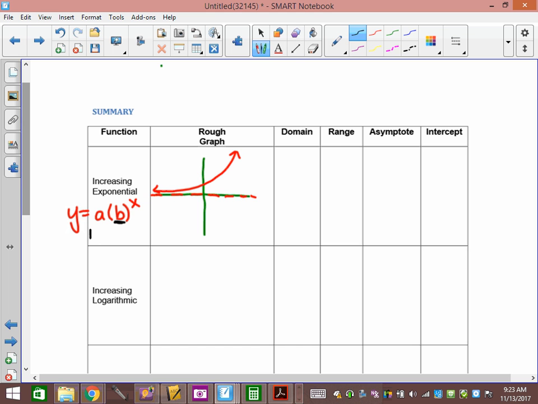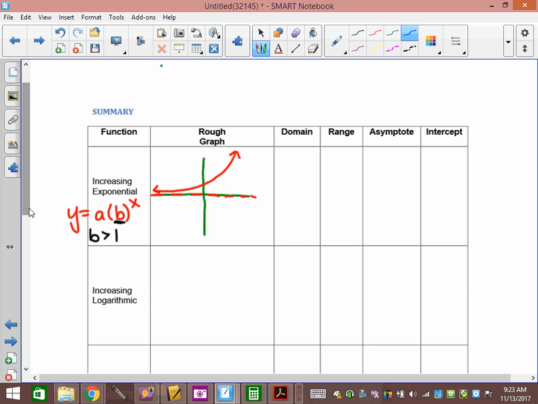Greater than what? 1. Remember, if my b value is 1, it's just a horizontal line. It's of no help to us, right? 1 to the x would be a horizontal line at 1. If b is greater than 1, so doubling or tripling, doubling b is 2, tripling b is 3. If b is a half, what's it doing? It's going down, right? So, I knock that thing out all the time.